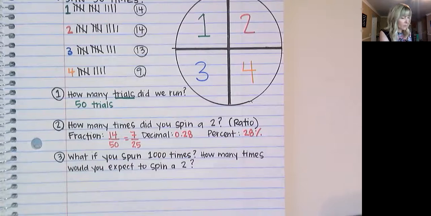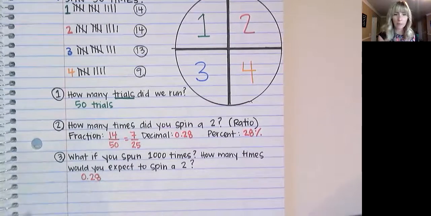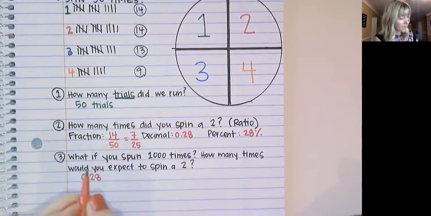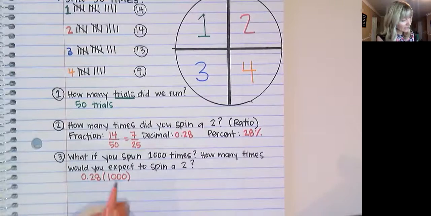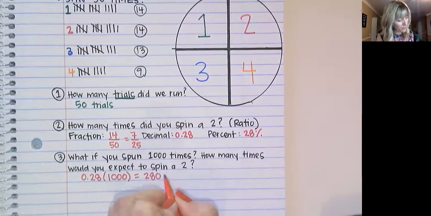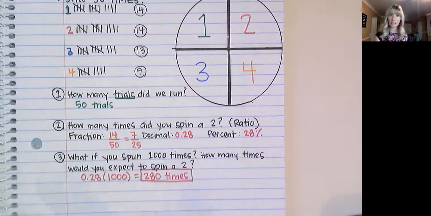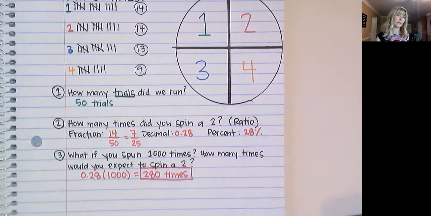What math am I talking about? Well, if I know my decimal, and I like to use the decimal, it's easy to type in my calculator. If I got 0.28 or 28% of the time, I can times that by my new total, 1,000 spins, and this can give me a prediction. It's not exactly what's going to happen, but I can predict that I would spin a 2 about 280 times. If I got 28% 2s, then I would expect out of 1,000, 280 times.